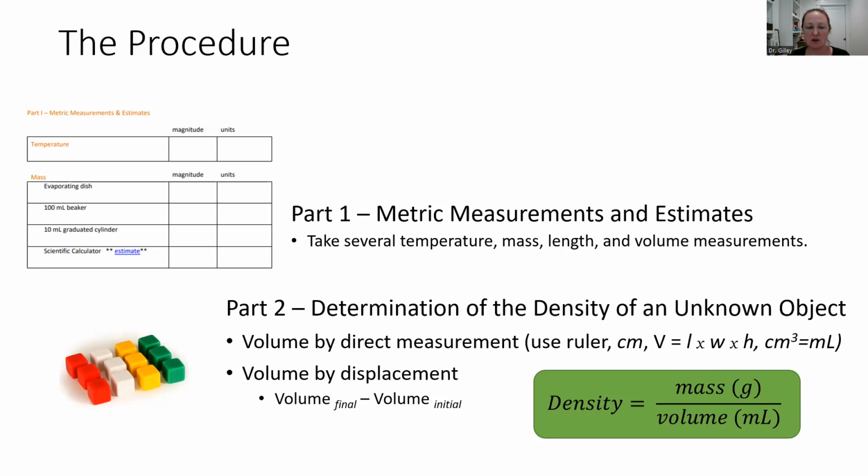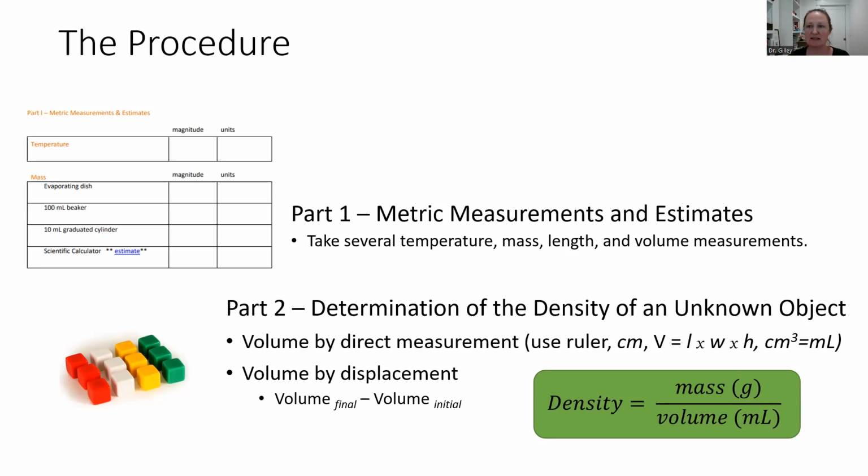You'll also get the volume by displacement. So you'll take a graduated cylinder filled with some amount of water, and we'll read that. Read the bottom of the meniscus, to the proper number of significant figures, and record that as the initial volume. Carefully add the cube in there. It doesn't have to go all the way down, but as long as it's below the water, we can take a final volume measurement, and then the volume will be the difference between the final volume and the initial volume.